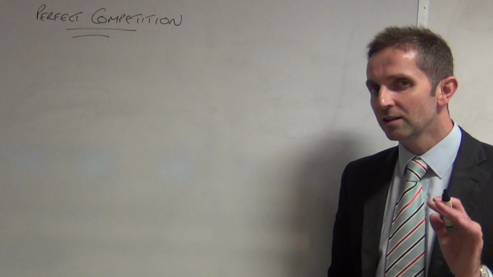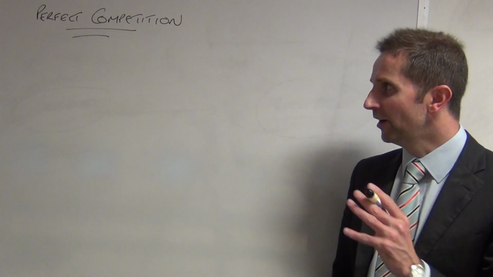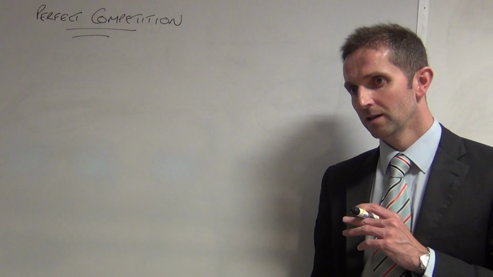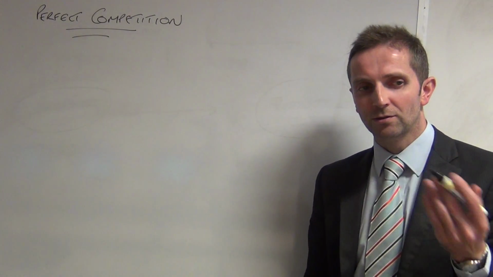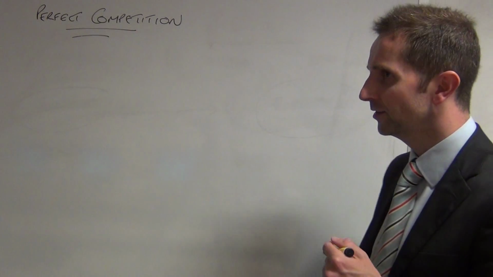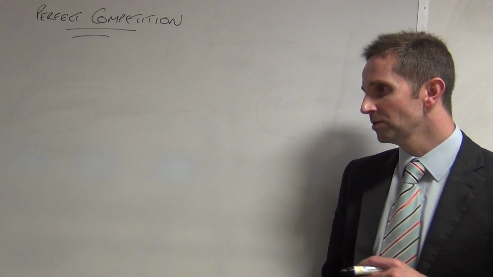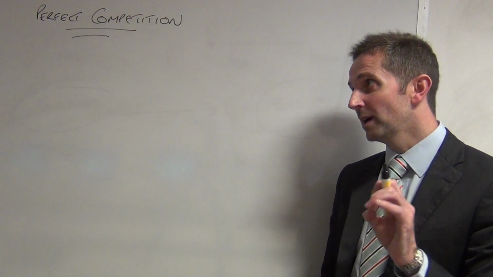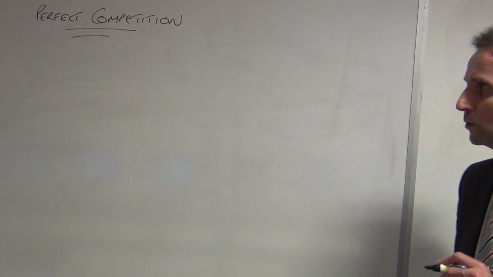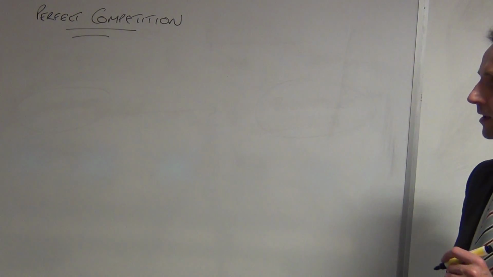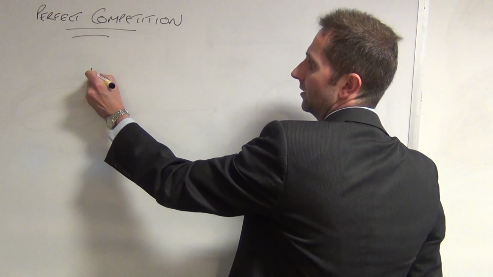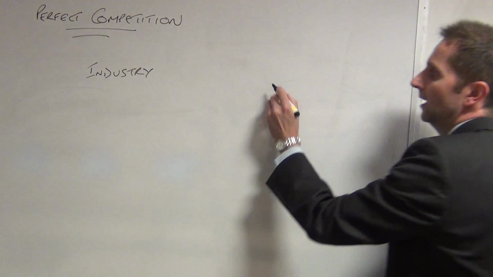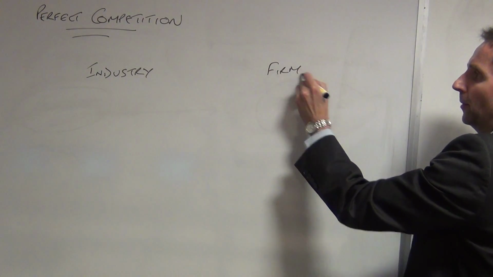But generally speaking, in the real world, you'd be hard pushed to find any markets which are perfectly competitive. Most textbooks will give you the same old standard examples of agricultural markets, stock markets, and the onset of the internet making competitive markets much more competitive and moving much more towards this notion of perfect competition. So, in the perfectly competitive market, we have the industry and we have the firm.